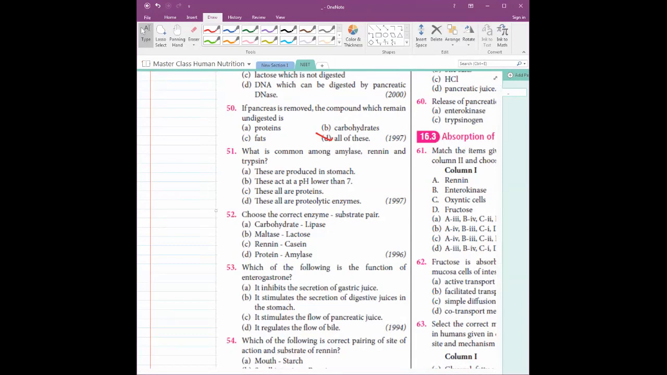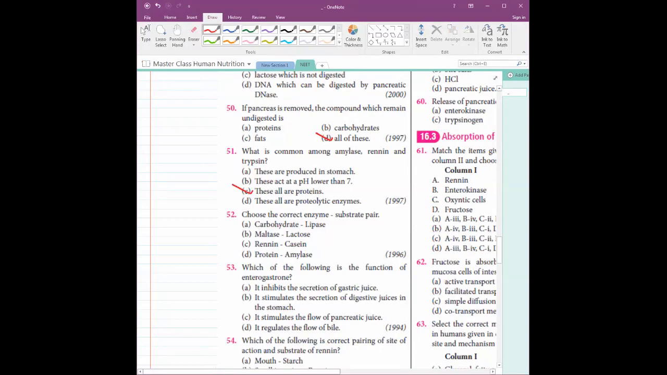Okay. Now I will tell you what I have got. There are two options which most of you have selected. One group is saying these are proteolytic enzymes, and the second group is saying it is proteins. Guys, the right answer is these are all proteins.